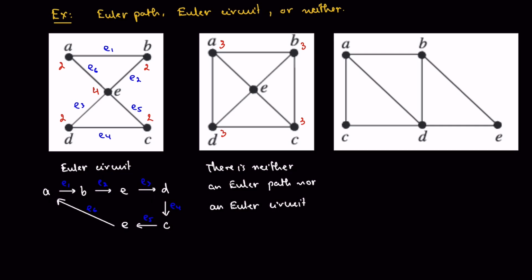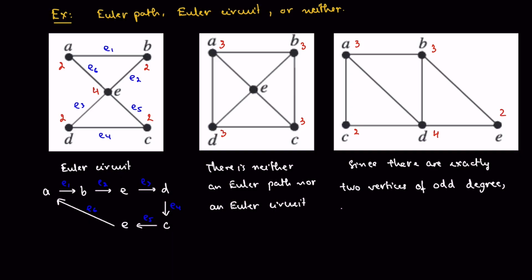Now for the last graph, you calculate the degree of each vertex as well. For A, the degree is 3, B, the degree is 3, E, the degree is 2, D, the degree is 4, and C, the degree is 2. So there are exactly 2 vertices of odd degree, therefore satisfying an Euler path. So the graph has an Euler path.